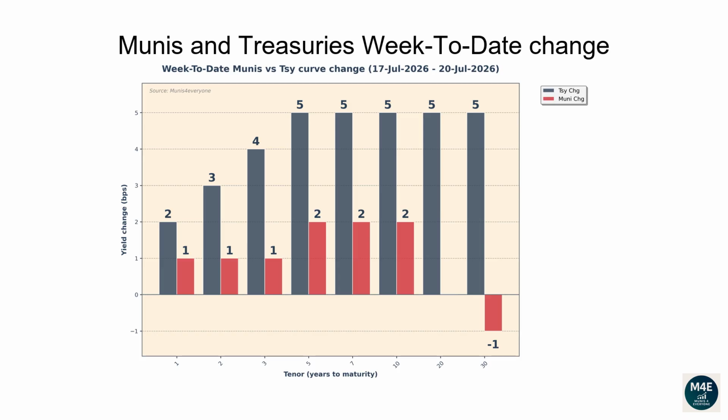This graph is similar to the previous one, but instead of showing how interest rates have moved versus the prior day, they show how much they have changed since the end of the previous week. The current bar plot shows how Munis and Treasuries have changed since last Friday.